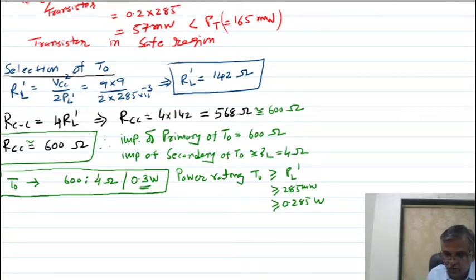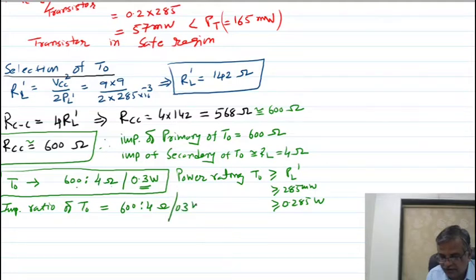Impedance ratio is 600:4 and rating is 0.3 watt. This is the impedance ratio. This is called impedance ratio. So the impedance ratio of TO is 600 is to 4 ohm and power rating is 0.3 watt.